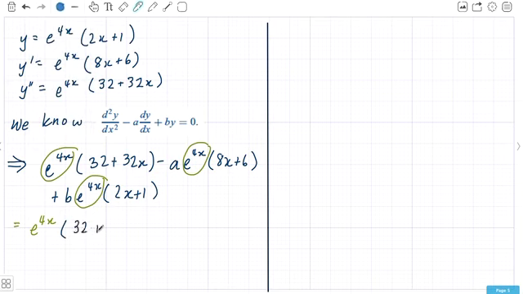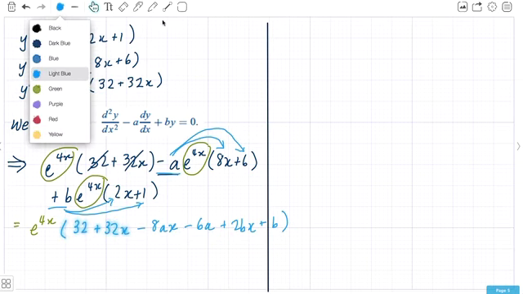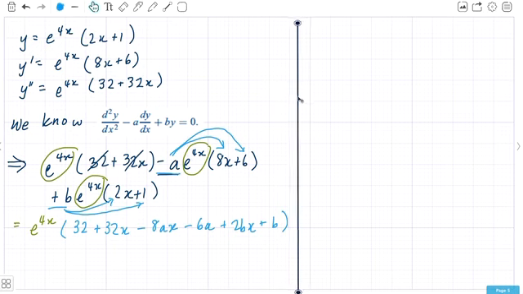So we've got 32 plus 32x. We've then got minus a, so all of this, times 8x, so it's minus 8ax, minus a times 6, so minus 6a, and here we've got plus b times 2x, so plus 2bx, and then plus b times 1, so plus b. So we're nearly there.